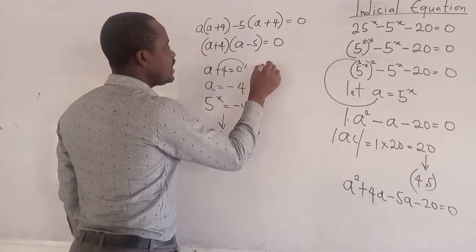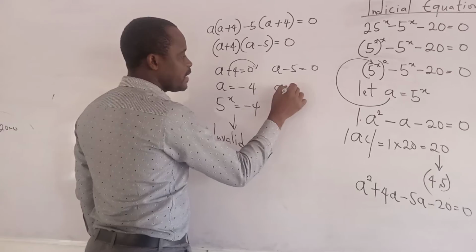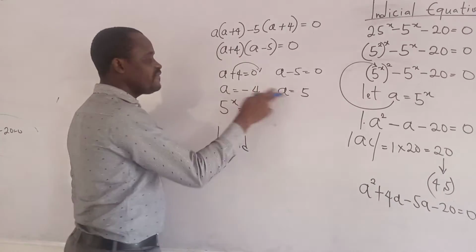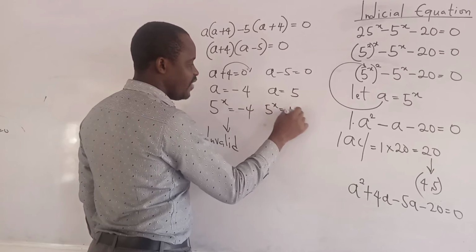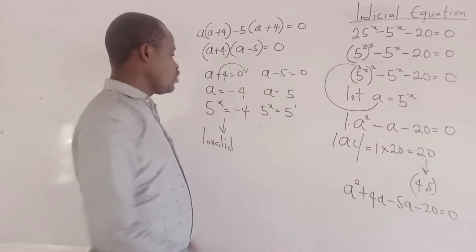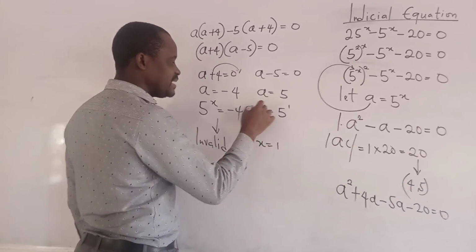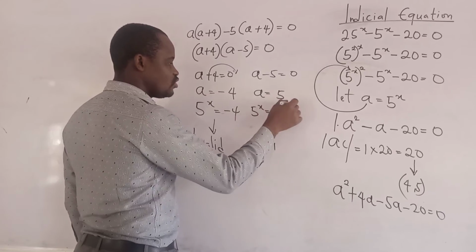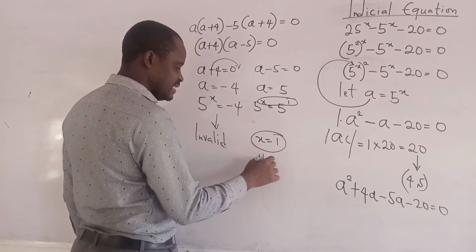But for this, A minus 5 equals 0. Take this out as A equals 5. Put 5^x in place of A, that's 5^x equals 5 raised to what? 1. You are reading that there's a 1 which you can't see. So in this case, you have x equals 1 because the bases are the same, so the powers will be equal. So x equals 1. So this answer is valid.